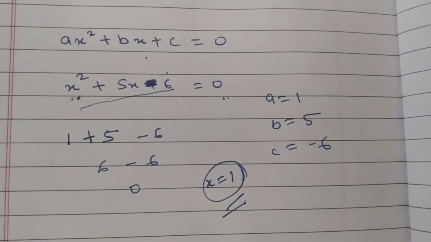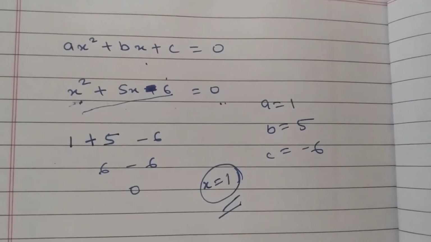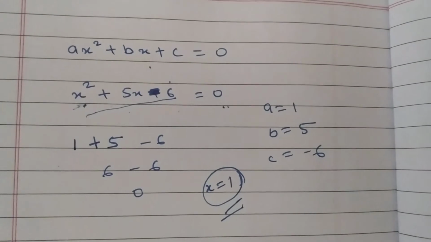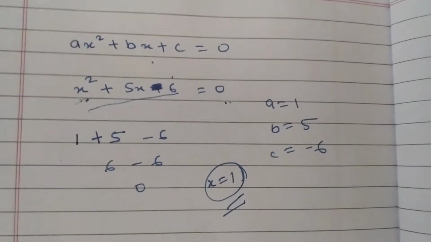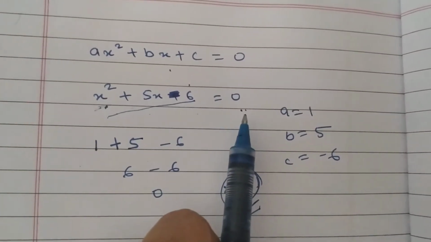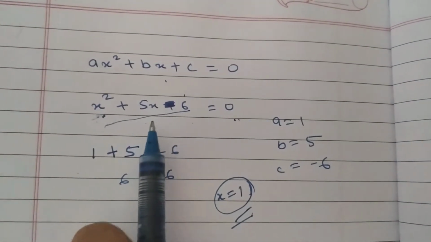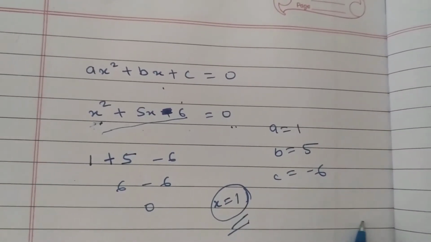Now let us take an example. ax square plus bx plus c equals 0 is a quadratic equation. We take the equation x square plus 5x minus 6 equals 0. Here a equals 1, b equals 5 and c equals minus 6.